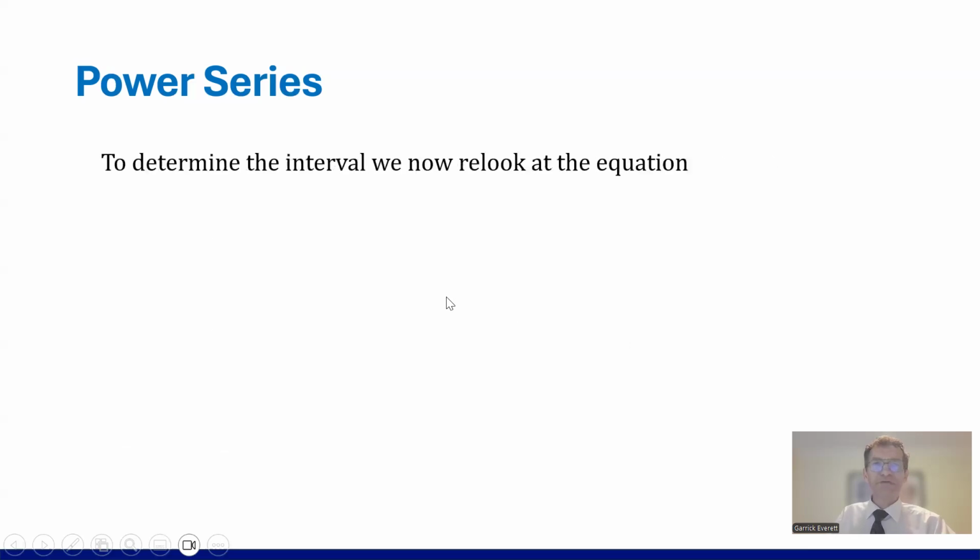So now to determine the interval, we're going to re-look at the equation. What I've done here is I've just taken out the 2 because that's a constant. So we originally had 1x over 2 minus 4x squared. So I've just taken out the 2 here, the half, as a constant. So we're going to really look at this section here.